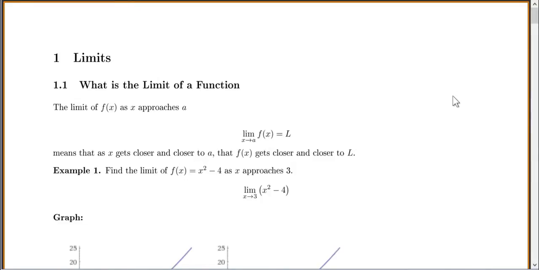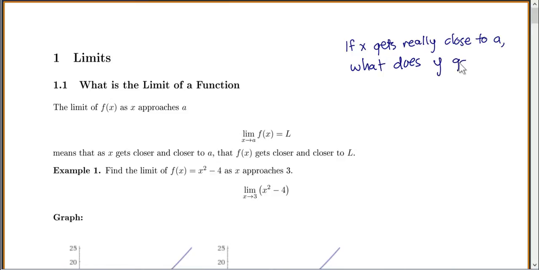In this section we're going to talk about limits. Okay, so first, what does the limit mean? Limits are all about the idea of what happens as we get closer and closer to something. I always tell my students, if x gets really close to a specific value a, what does y get close to? That's the whole idea behind the limit.